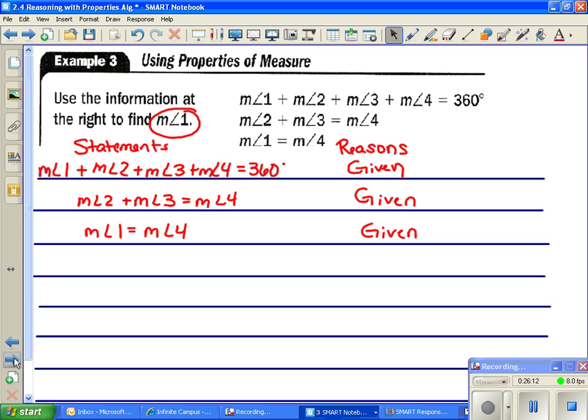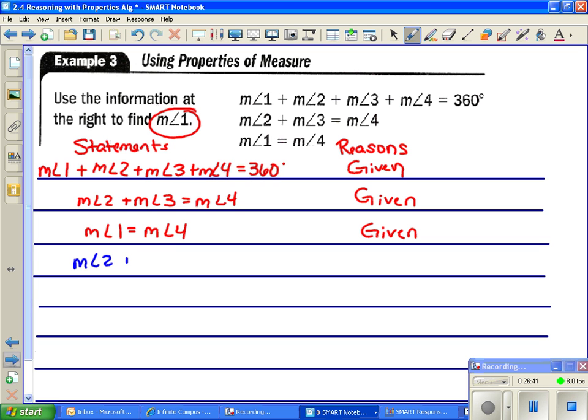I'm sorry? Good. He was saying that the measure of angle 2 plus measure of angle 3 is also going to be the measure of angle 1. That's fine, and he could have used that step to start with. All right, we can do that, but there's something you probably want to do first. That's fine, let's do that.